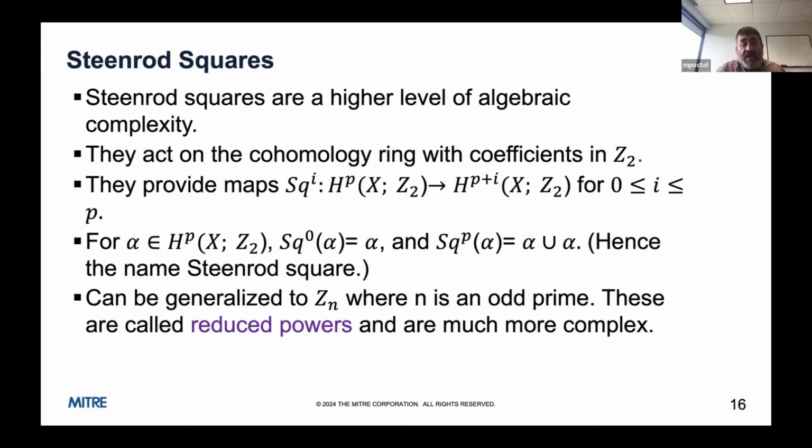Okay, you can also do this with odd primes too, if you really like those better. Those are called reduced powers, and the formulas, as bad as these are, are a lot worse. So once Steenrod squares become really useful and comfortable, that would be another thing to look at later.